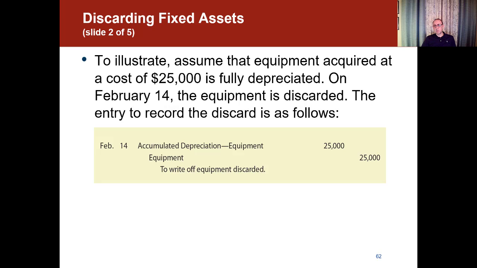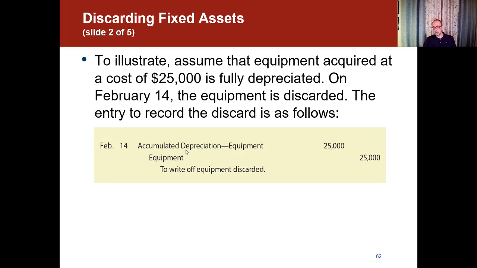So let's see this example. Assume that equipment acquired at a cost of $25,000 is fully depreciated. On February 14th, the equipment is discarded. The entry to record the discard would be as follows. We record the date, which is February 14th, and remember, equipment has a debit nature. We want to remove it from our books, so we're going to record it on the side opposite to its nature. So it's going to be on the credit side.